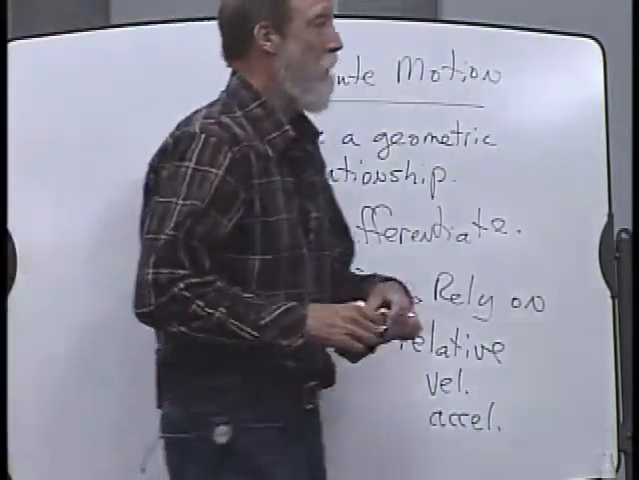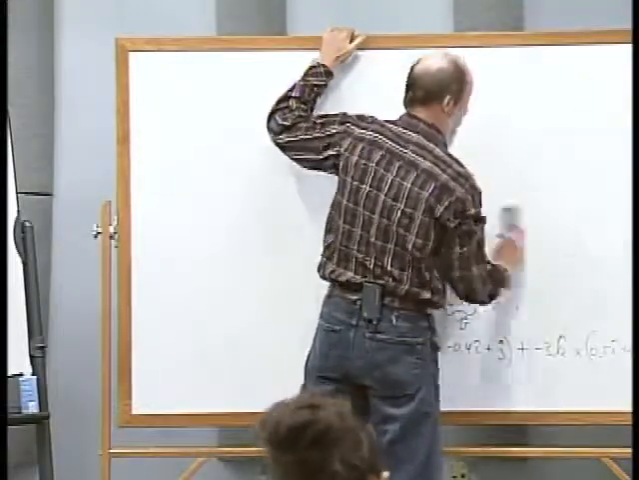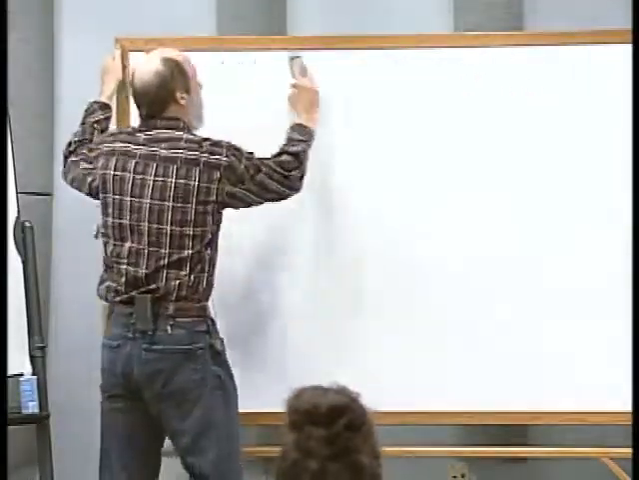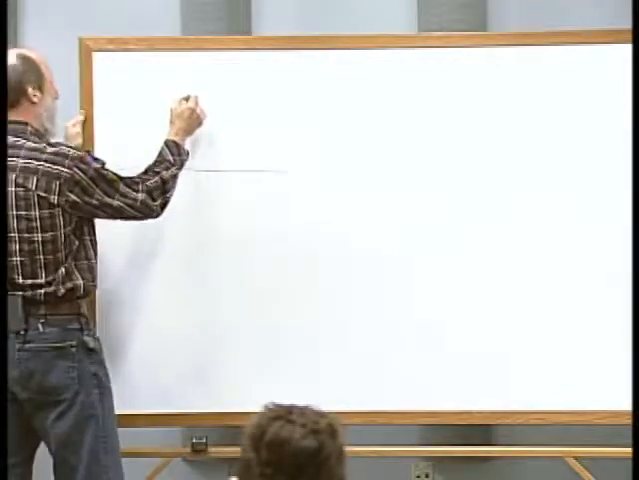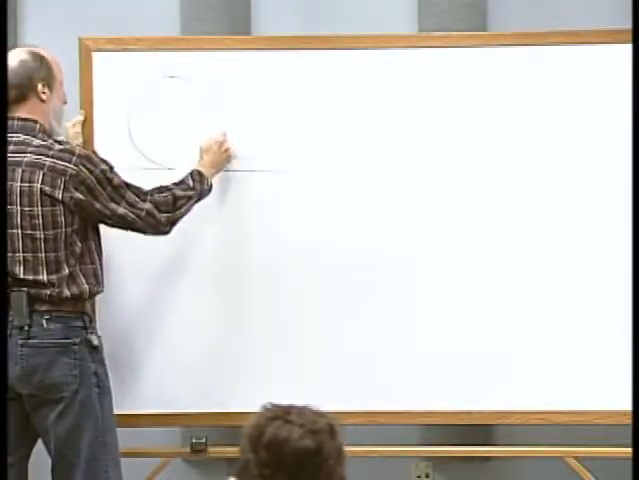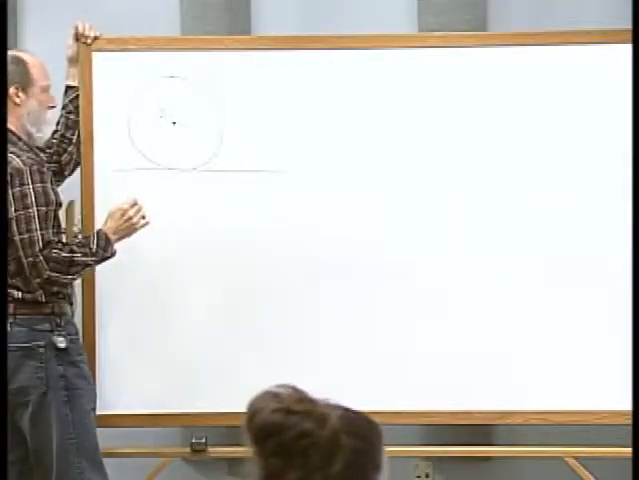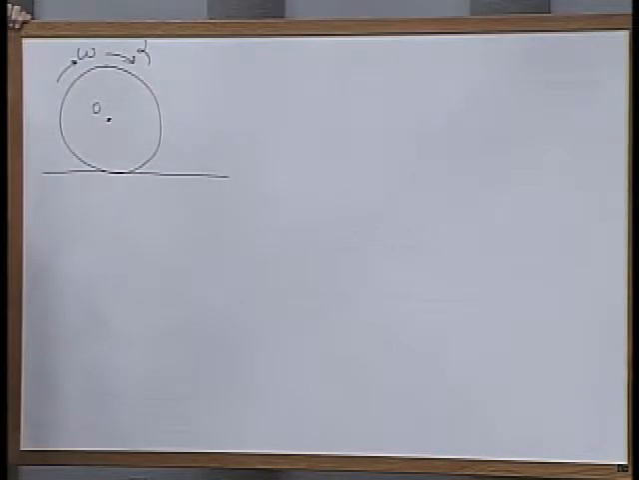So, I'm going to give you a handout next class session, but I want to go through a classic problem in absolute motion analysis. The rolling wheel. So if this is the center of our wheel, and let's give this thing some omega, and it might even have some alpha associated with it. Let's put a spoke on the wheel.